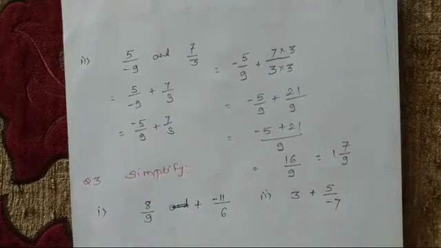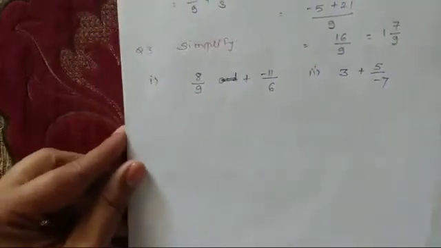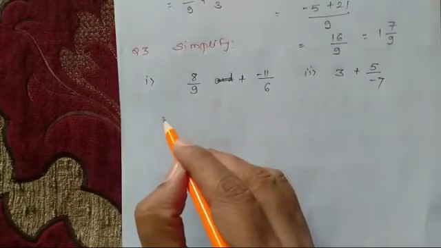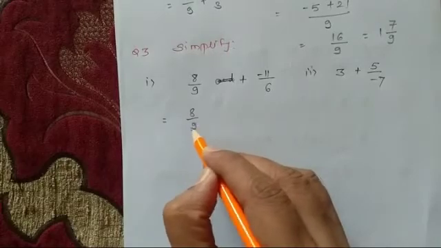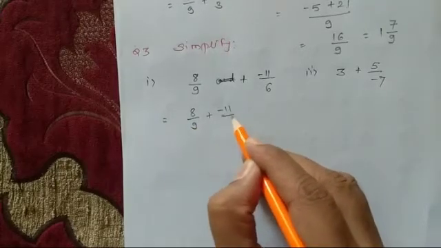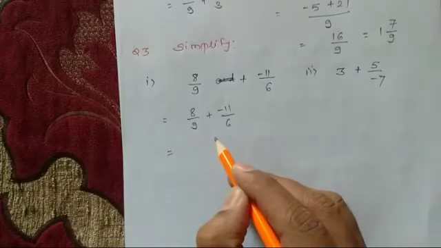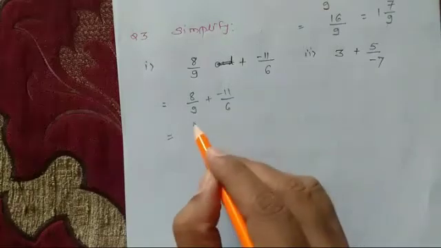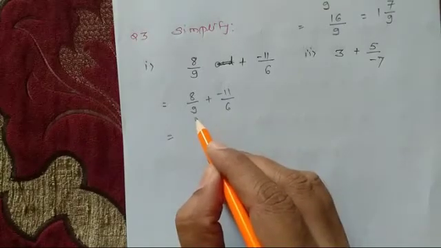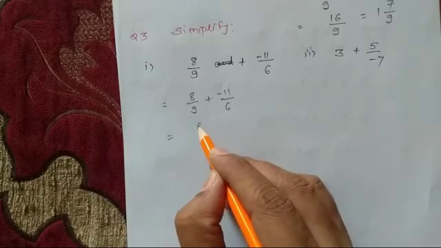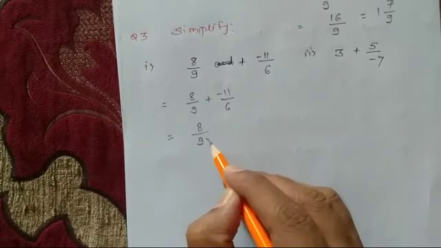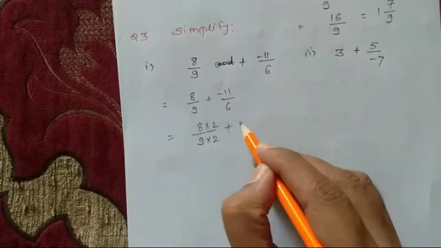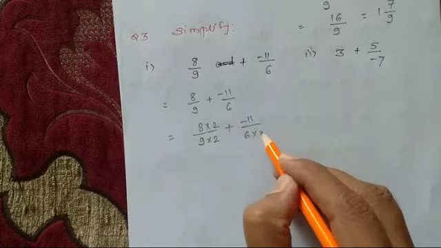Next question number 3 is simplify. In this question, again we have to add the given numbers. So the first number is 8 upon 9 and we have to add with minus 11 upon 6. So here denominators are not same, so either you can take the cross products or you can convert them into like fractions. So take the LCM of 6 and 9. The LCM of 6 and 9 is 18. So we have to convert these numbers with denominator 18. To convert 9 into 18, we have to multiply it by 2. And to convert 6 into 18, we have to multiply by 3.